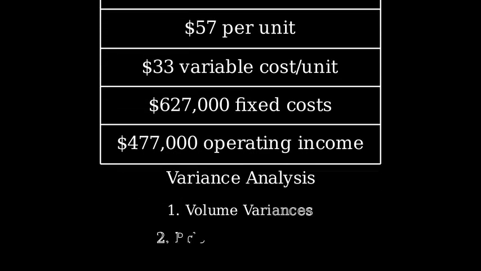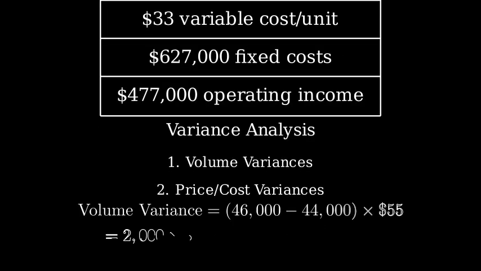To understand why performance was so much better than expected, we'll perform a variance analysis. This involves creating a flexible budget based on actual volume, which helps us separate variances into two categories: those caused by changes in sales volume and those caused by changes in prices and costs.